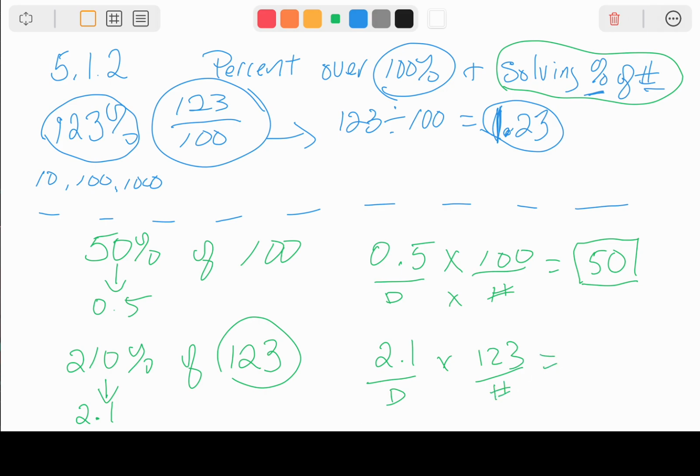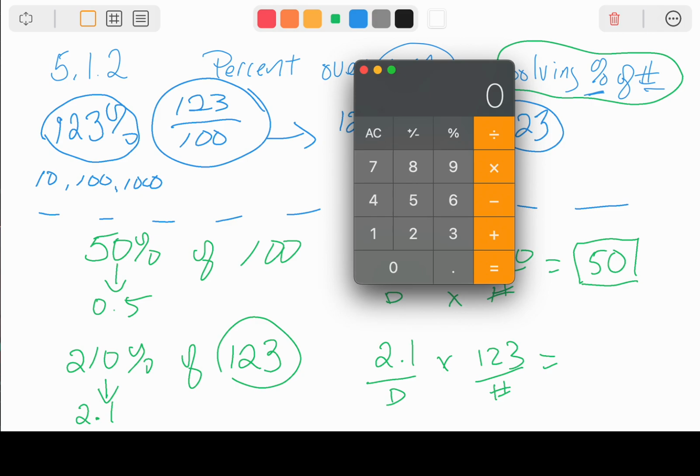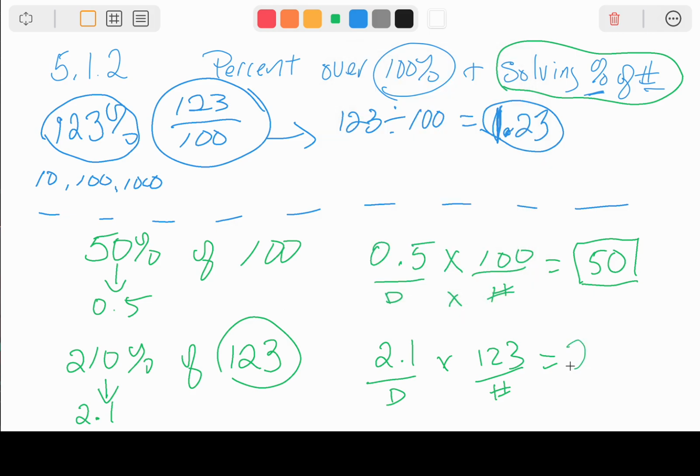So I will actually pull up my calculator, because yes, some people have to use calculators. And so that is 2.1 times 123 equals 258.